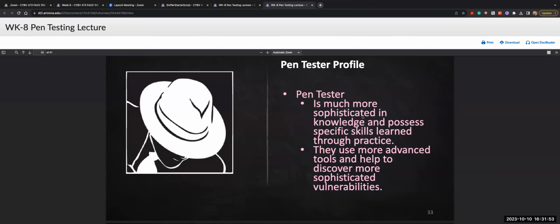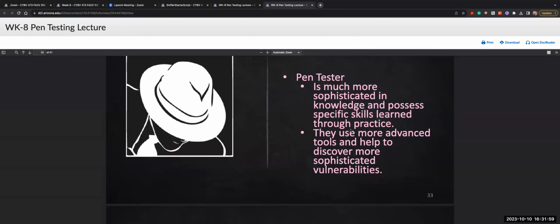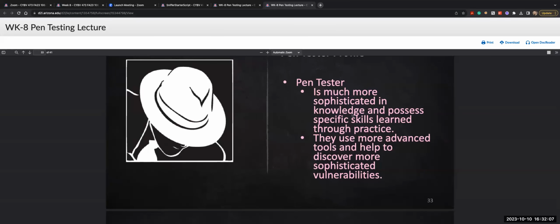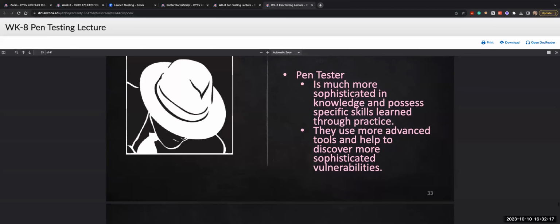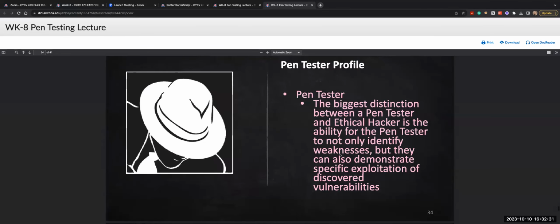It says it is much more sophisticated in knowledge and possesses specific skills learned through practice. It is something that you learn through practice, but I don't like to say the word sophisticated. A pen tester is just someone who enjoys learning new things and tinkering around with things. That's really it, or at least in this case with tech. They use more advanced tools and help discover more sophisticated vulnerabilities. Advanced tools, I don't know, we can write tools, but it depends on the tooling that we have to use.